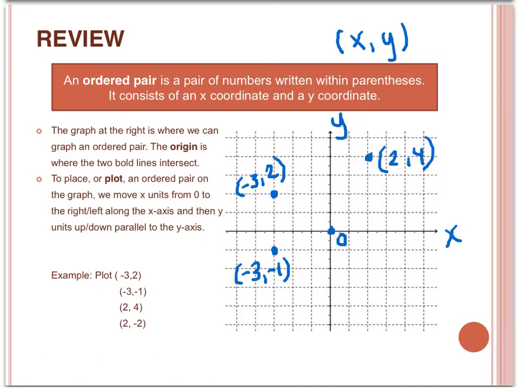And lastly, we have (2, -2). The x-coordinate is positive, so from O we move 2 units to the right. The -2 is negative, so we move 2 units down. And we can label this (2, -2).